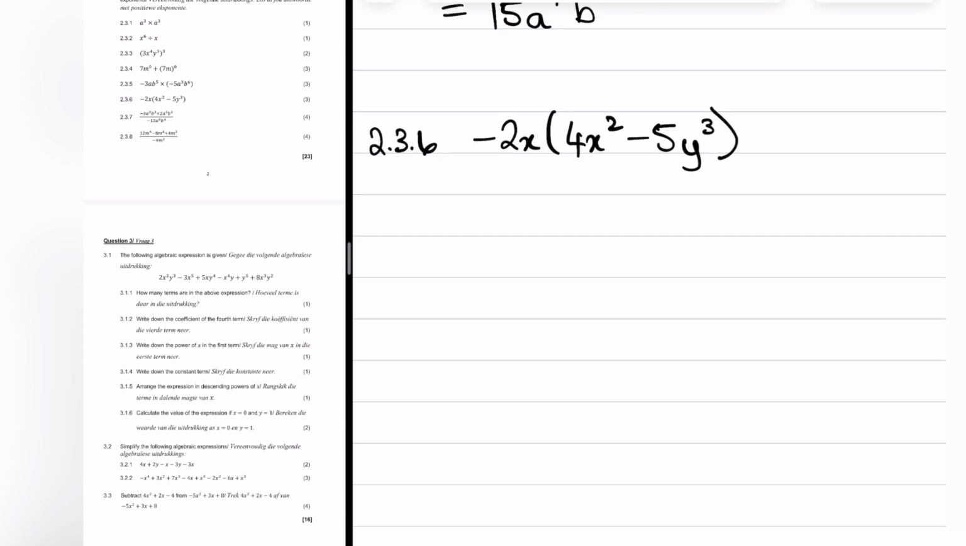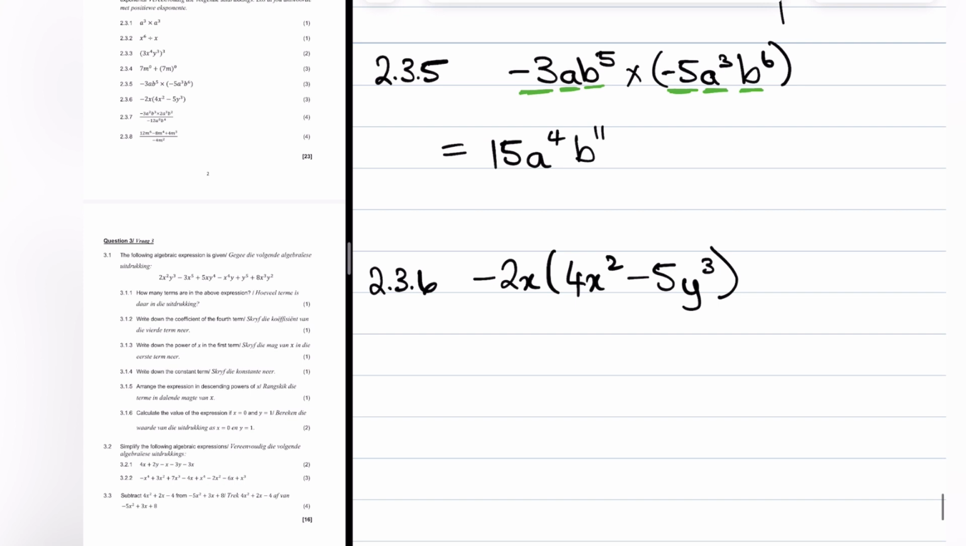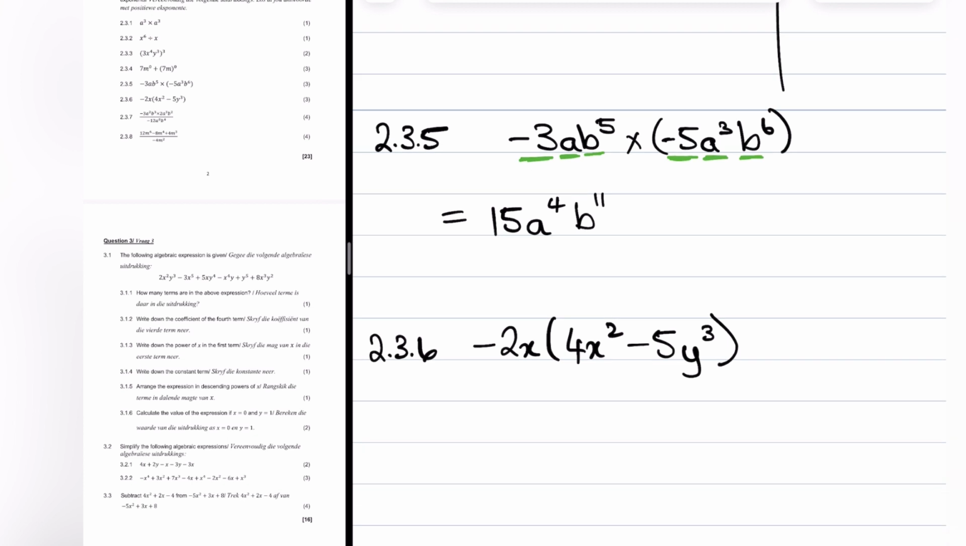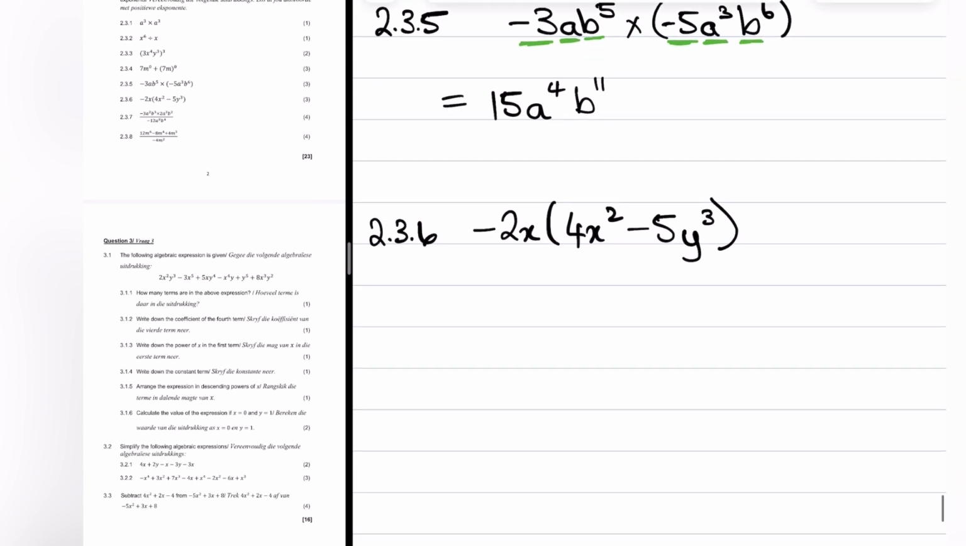So in this example, we now have a situation where there are two separate terms inside the bracket. Notice here with number 2.3.5, we had only one term in the bracket, so the distributive property is not necessary. It only applies when you have more than one term being separated inside the bracket by plus or minus signs.